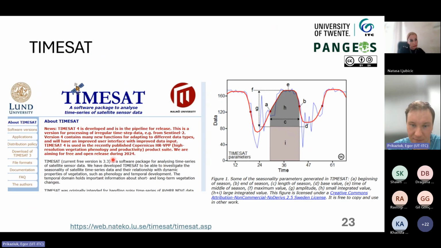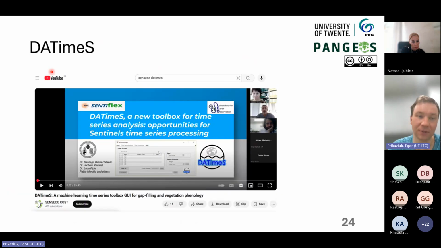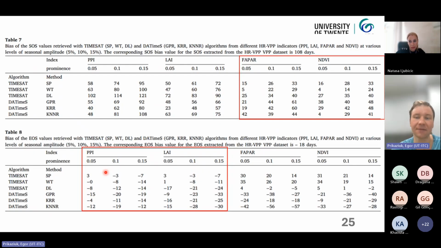So yeah, we took all of them. We used TIMESAT. This is, by the way, the same software that is used to generate the HR-VPP product from Lund University, which Zhanzhang Cai retrieved for us. Then we took DATETIMES. This is a software developed by Santiago Belda. And here Claudio, the second, also retrieved the seasons for us. Here's also a YouTube tutorial of Senseco, how to use this tool, if you're interested. And after comparing, I think this may be on the recording, you will be able to analyze those metrics.